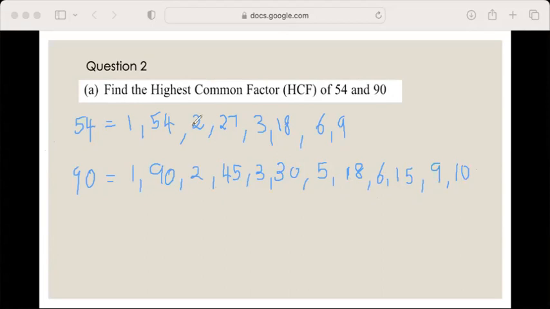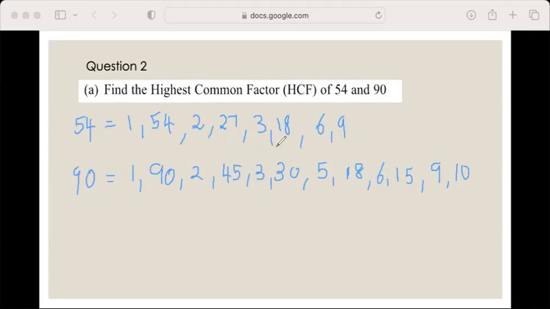Right. Now the factors of 54 are listed and the factors of 90 are also listed here. Now let's see what the highest common factor means. If you see, 1 is a common factor for 54 and 90. 2 is a common factor. 3 is a common factor. 5 is not, but 6 is a common factor. There's no 7. There's no 8 here, but 9 is also a common factor. And 10 is not, it's just here, it's not there. And then you can see 18 is a common factor. That's all the common factors we have.